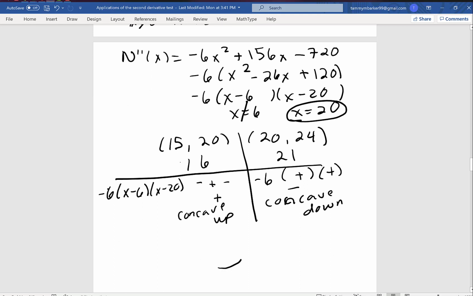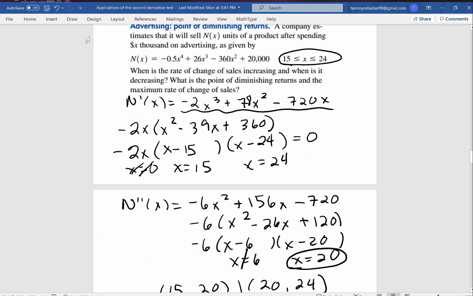So picture that concave up, switching to concave down. Here's our point of diminishing returns. So I can tell that this is my inflection point because concavity changed. It also gives me the second part that it asked, which was the maximum rate of change of the sales would be at 20.